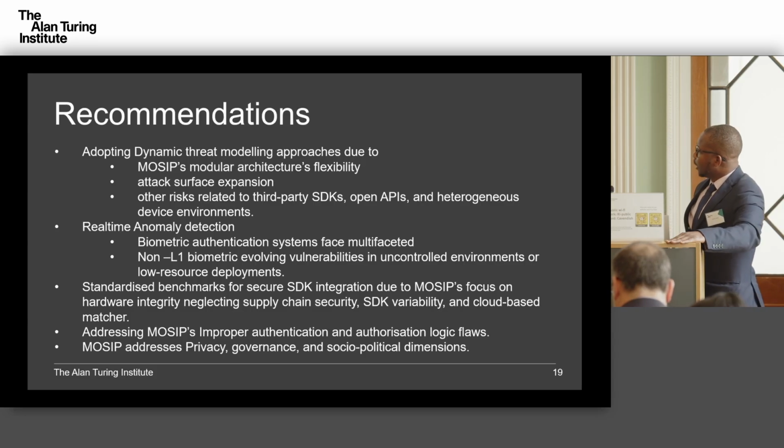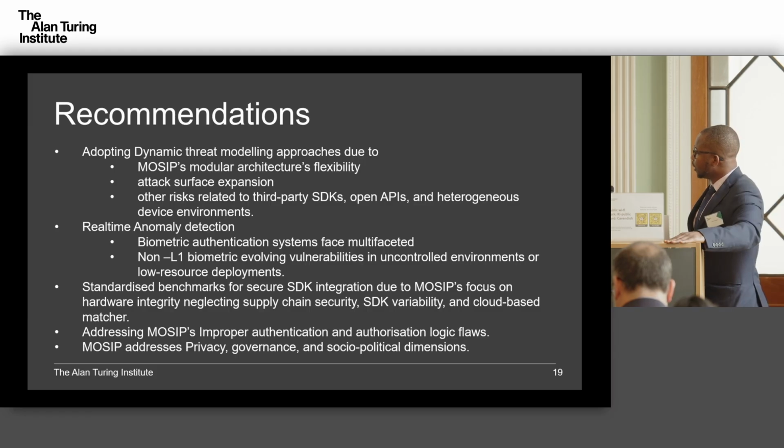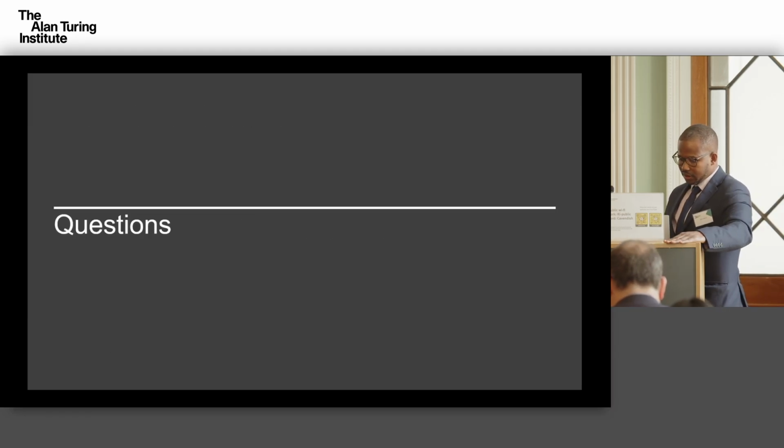Then the next thing that we recommend is the addressing of MOSIP's improper authentication or authorization logic flows that were identified, then to make it more resilient and secured. Then there is also the need for MOSIP to address privacy, governance, and socio-political dimensions that were prevalent.